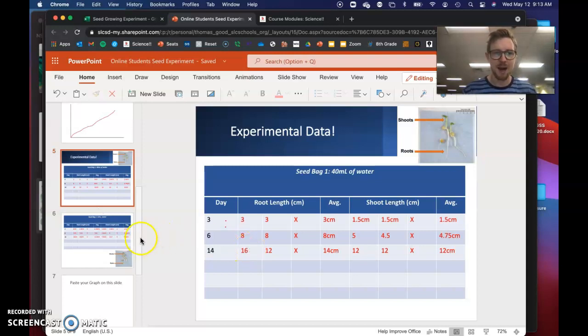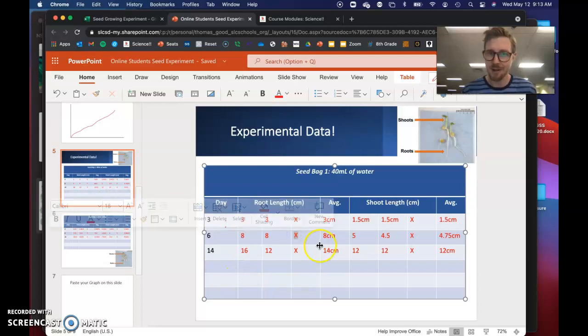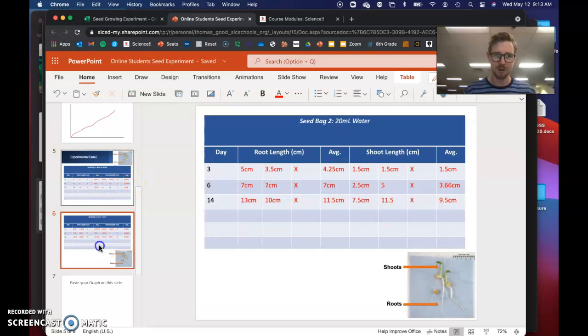So we set up our experiment and we did only 2 bags. If you were in person, I gave you 3 bags with 3 seeds each. But with the students online, we had 2 bags with 2 seeds each. So where you see X's, that's where we just didn't have a 3rd seed to measure. And we only have 2 tables, because we only had 2 bags.